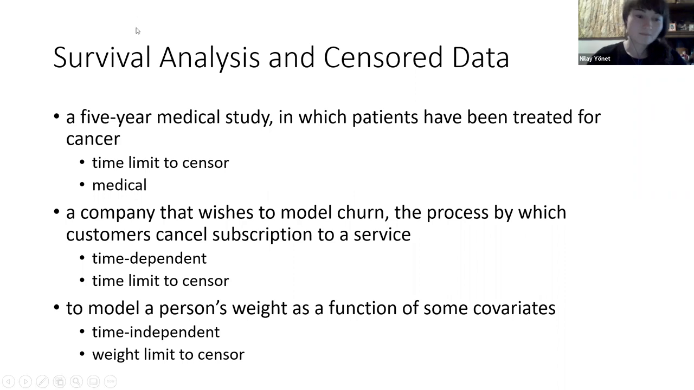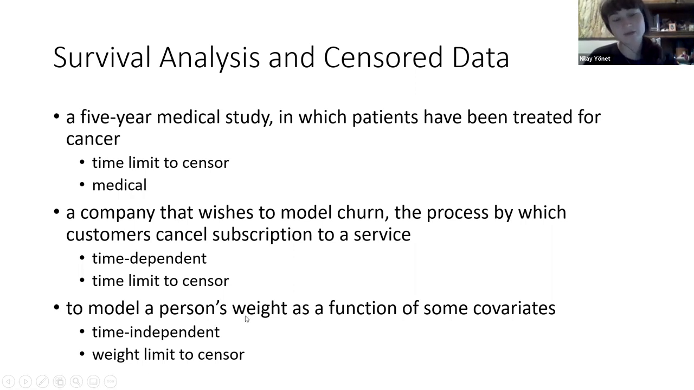The difference between them: here, the first one, we have a time limit to censor, and it's a medical example. For the churn one, it is still time dependent because we need to select a time, and we can say that in this time interval the customer might cancel the subscription. So we have a time limit to censor. Even though I say time dependent, it does not have to be. It depends on what you want to do.